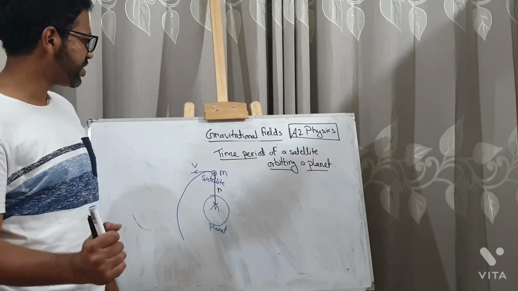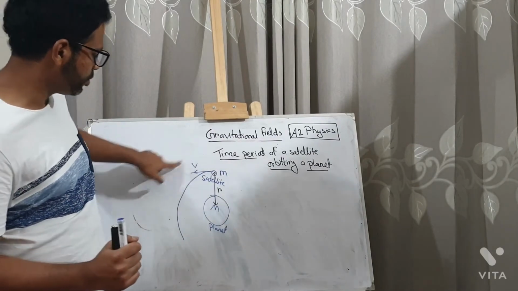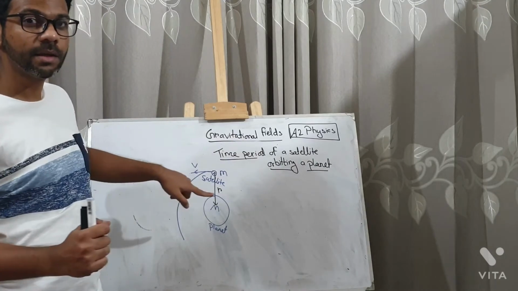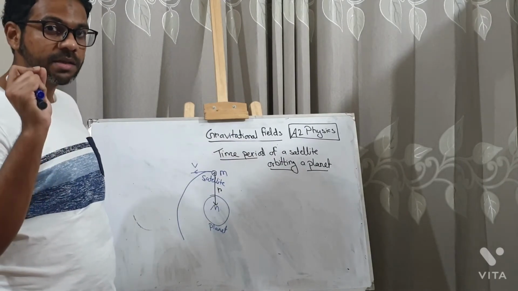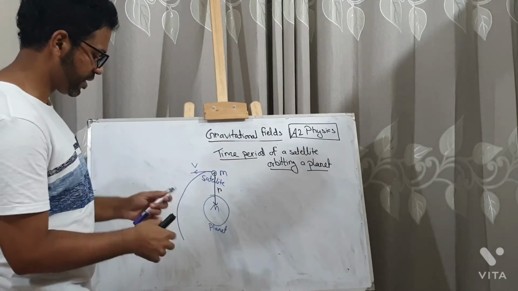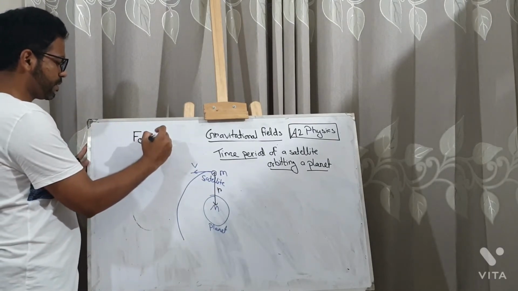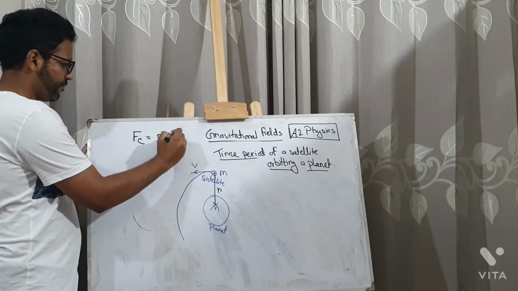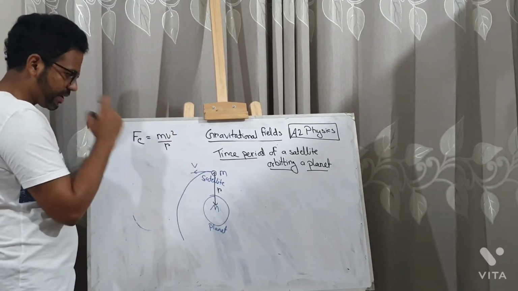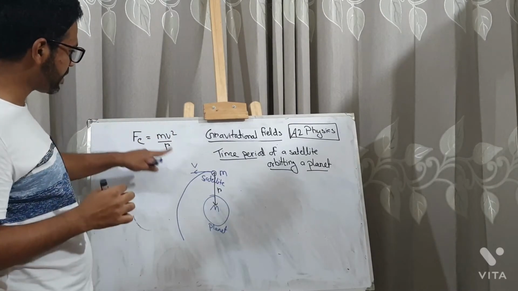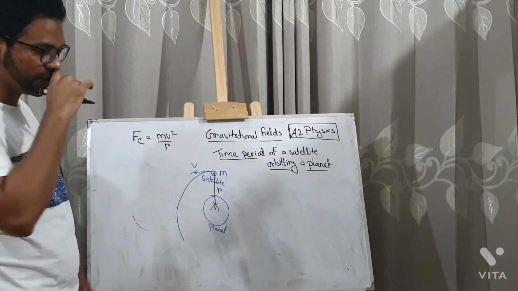In the previous chapter of circular motion, we know that any object moving in a circular path has a centripetal force acting on it. And if you recall the formula for centripetal force, it was mv²/r, where r is the radius of the circle, m is the mass of the rotating object, and v is the linear velocity.